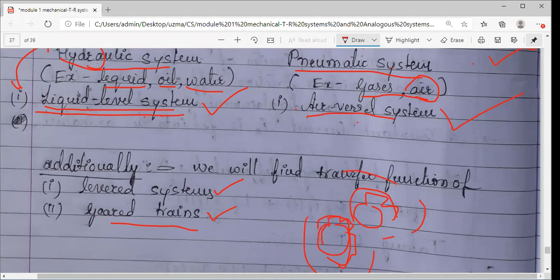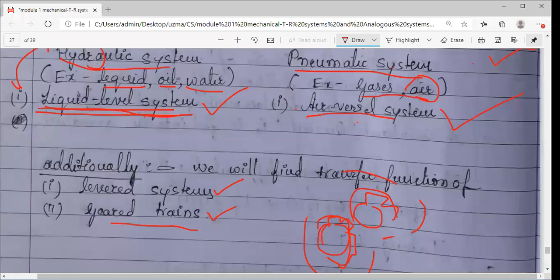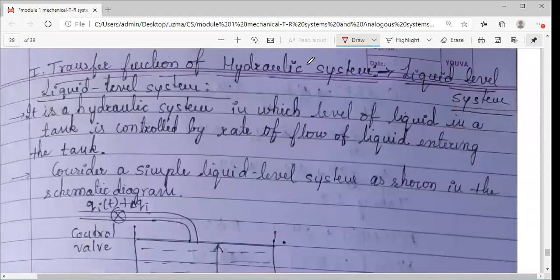films also. Now coming to, let us start with this first, liquid systems, liquid level system. जो आपका water tank level होगा, that we will study. How we will see the transfer function is calculated. Transfer function of hydraulic system, liquid level system. ये आपका जो water tank level है, that.